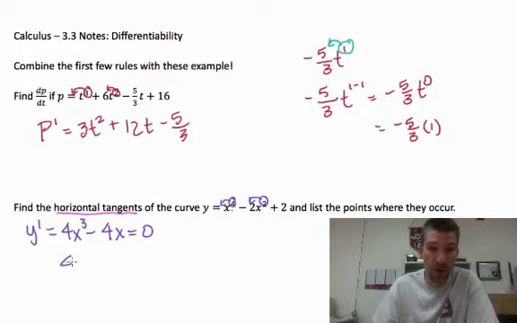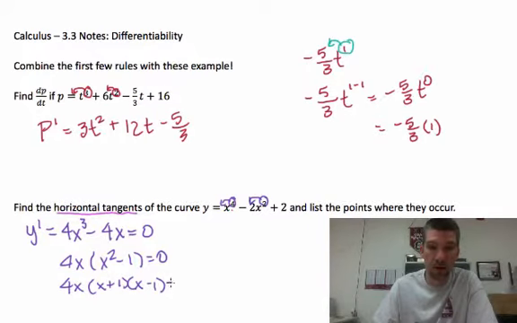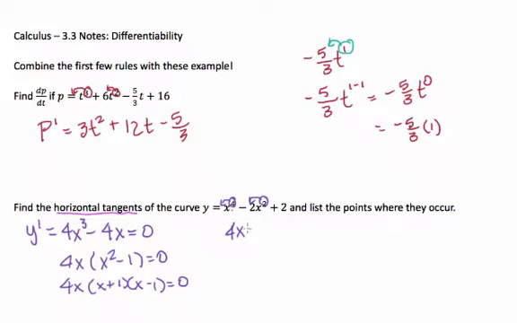Factor out a 4x, and we're left with x squared minus 1 equals 0. And then look, x squared minus 1 factors. So 4x times x plus 1 times x minus 1, that equals 0. And then you can set each piece equal to 0. So 4x equals 0, x plus 1 equals 0, and x minus 1 equals 0.